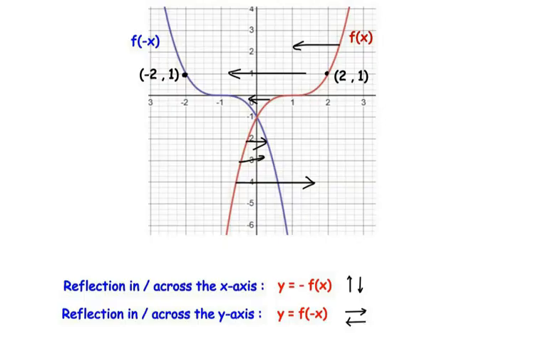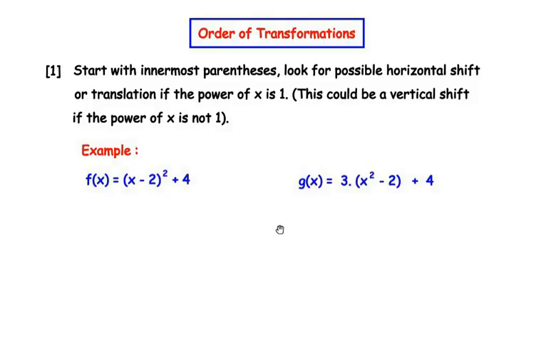Now once we have understood the three types of transformations, let us understand the order of transformations. Under the order of transformations, we have to follow certain sequences, with the first step being: start with the innermost parentheses in a given function, and look for a possible horizontal shift or translation if the power of x is 1. This could be a vertical shift if the power of x is not 1. So let us try to understand this point by using two examples. The first step is we have to start with the innermost parentheses. This is kind of like the order of operations where you use BODMAS or PEMDAS. So the first step is starting with parentheses.